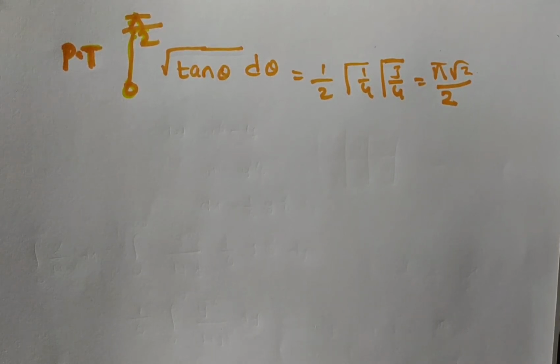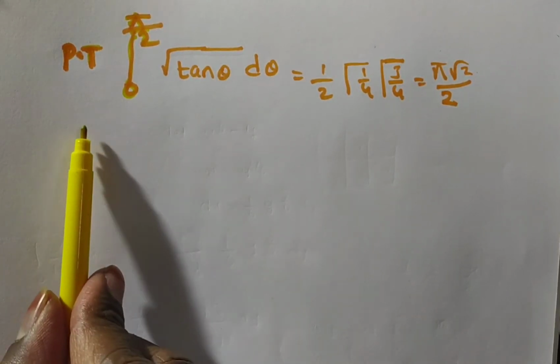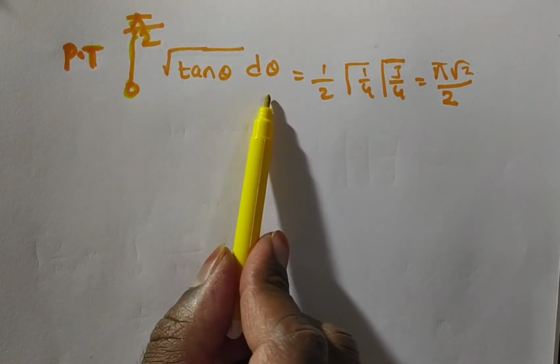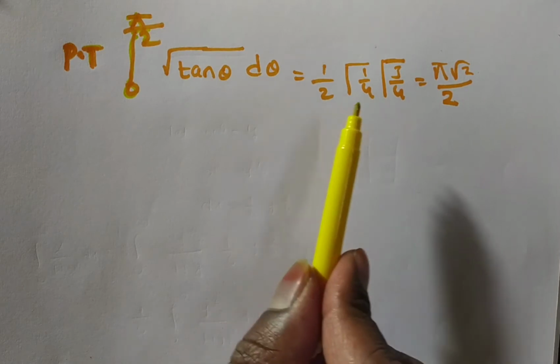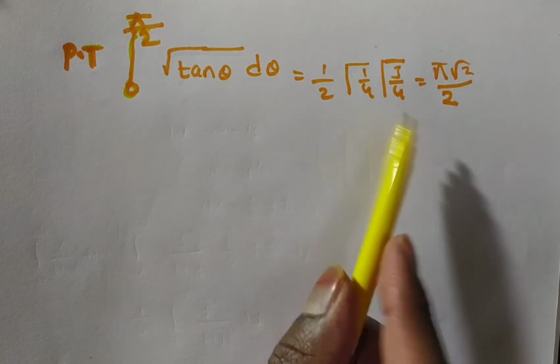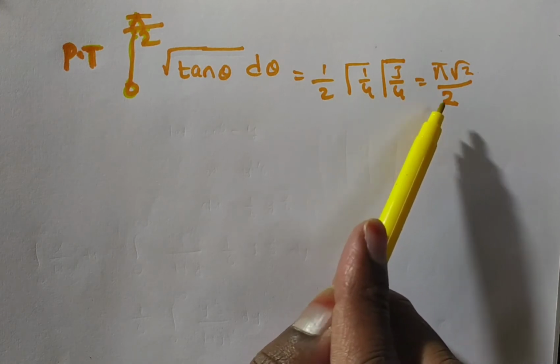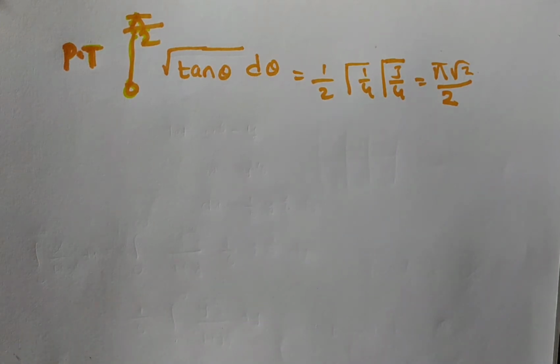Friends, the given problem is to prove that the integral from 0 to pi by 2 of square root of tan theta d theta is equal to 1 by 2 times gamma 1 by 4 gamma 3 by 4, which is equal to pi root 2 by 2. Of course, pi by root 2 also you can say. Now we have to prove this one, which means this is in the special functions of beta or gamma.